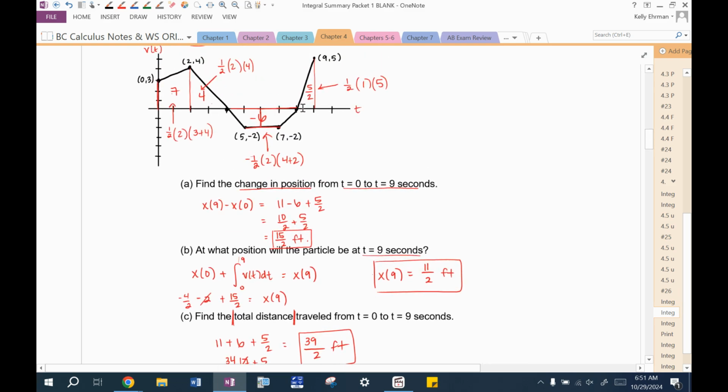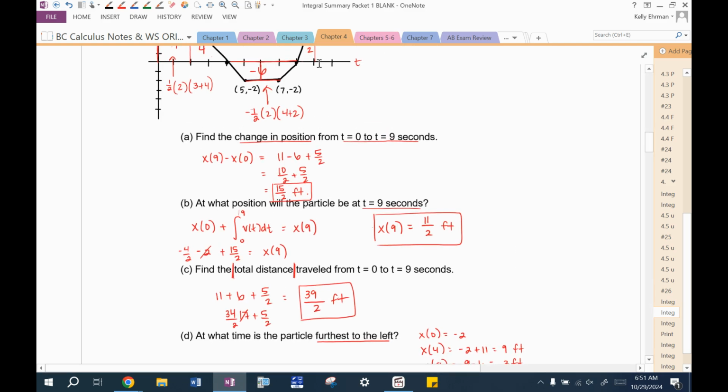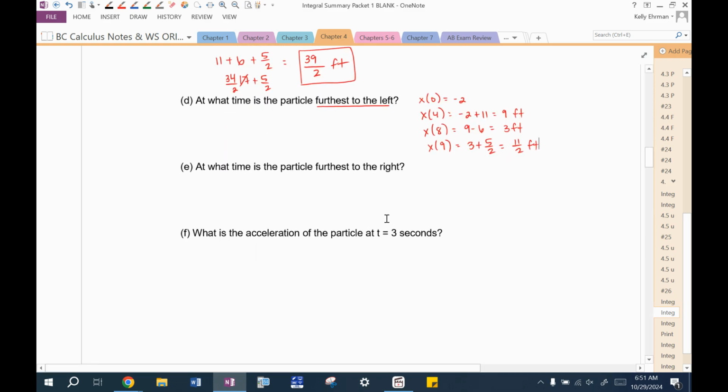That's happening at 8 seconds. So x of 8. So subtract 6 feet. You've got 9 minus 6. Now you're at 3 feet. And then ending at x of 9, the particle increases again by 2.5 or 5 over 2. So 3 plus 5 over 2. 6 over 2 plus 5 over 2 is 11 over 2 feet. So did I have to do all that work necessarily? No, but it's nice to know to answer some of these follow-up questions.